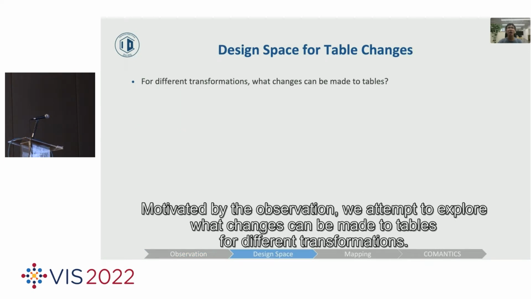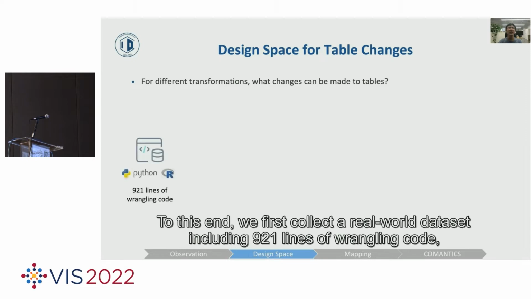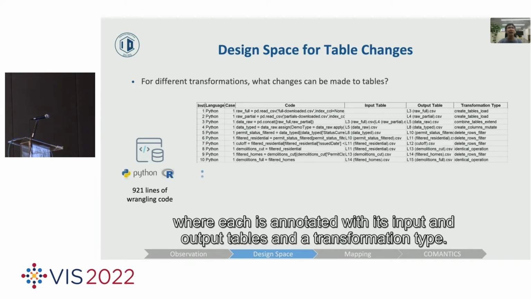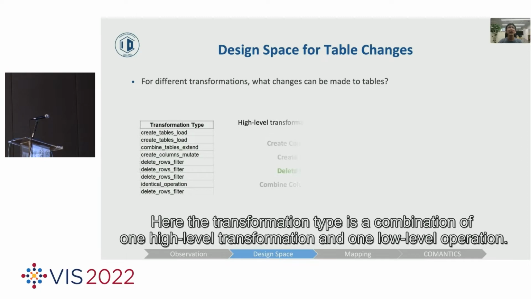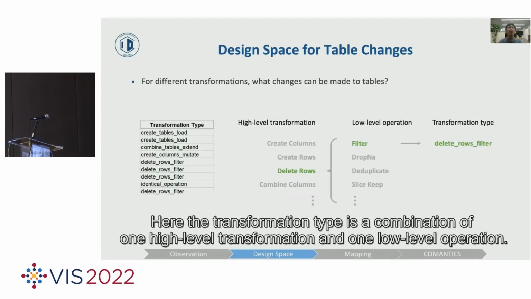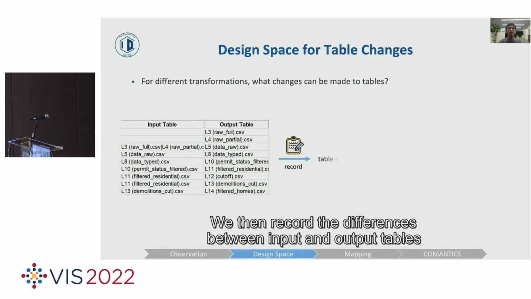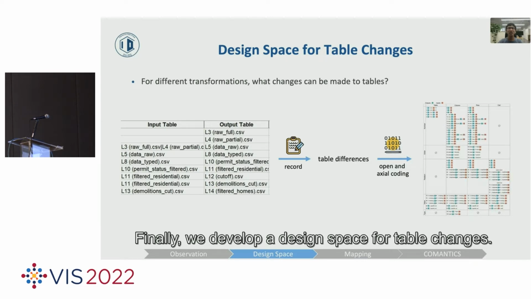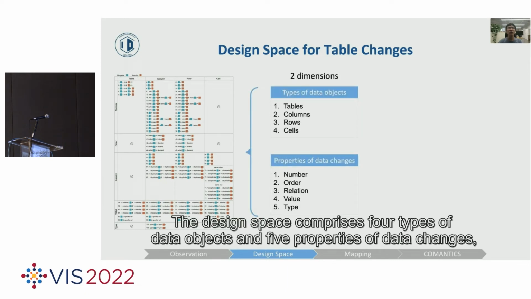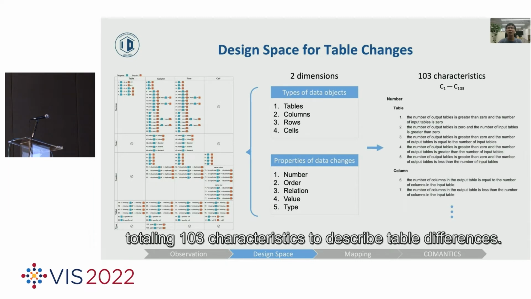Motivated by the observation, we attempt to explore what changes can be made to tables for different transformations. To this end, we first collect a real-world dataset, including 931 lines of wrangling code, where each is annotated with its input and output tables and a transformation type. Here, the transformation type is a combination of one high-level transformation and one low-level operation. We then record the differences between input and output tables and use the qualitative method of open and axial coding on those differences. Finally, we develop a design space for table changes. The design space comprises 4 types of data objects and 5 properties of data changes, totaling 103 characteristics to describe table differences.